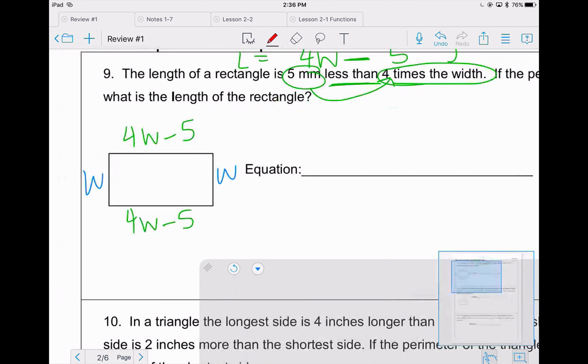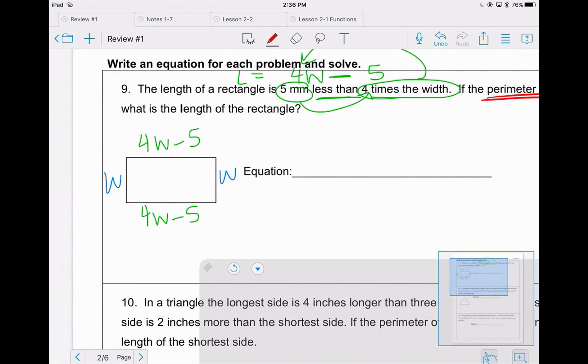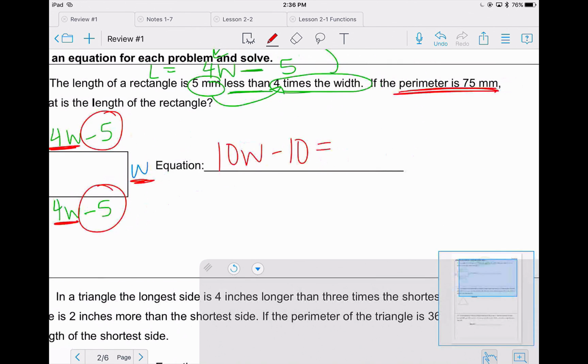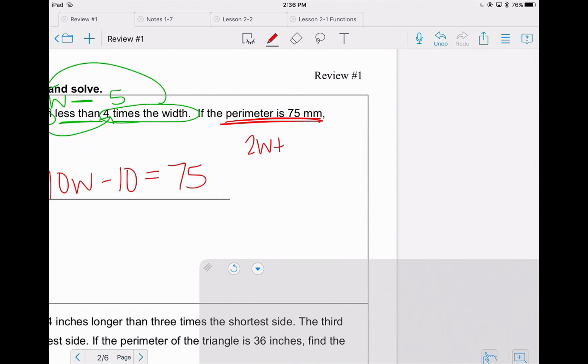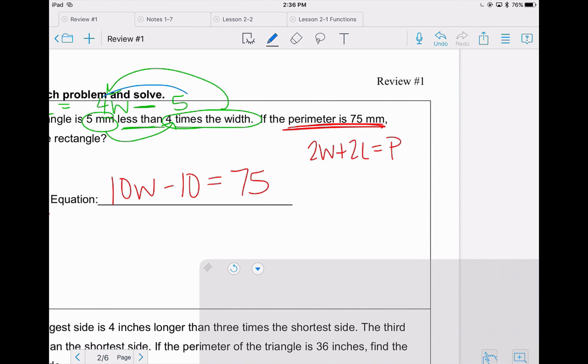To write my equation, the way you find the perimeter of anything ever is to add up all the sides. So 4w plus w plus 4w plus w is a total of 10 w's. -5 plus -5 is -10. And that equals your perimeter of 75. Now, some of you might be using the 2w plus 2l equals p method, which is fine. You, instead of adding up all the sides, would plug 4w minus 5 in for l, so it would look like this.